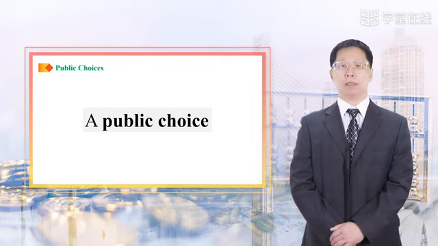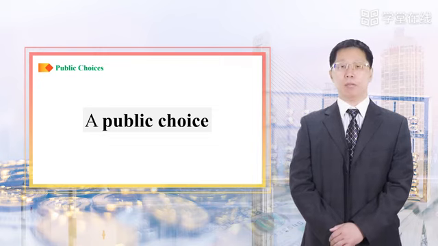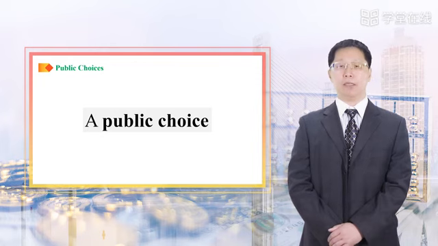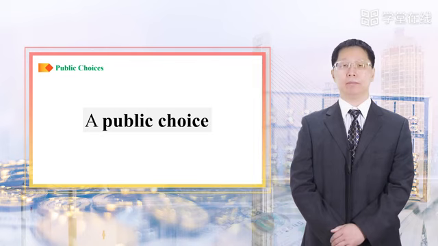What is a public choice? All economic choices are made by individuals, but some choices are private and some are public. A private choice is a decision that has consequences for only the person making it. A public choice is a decision that has consequences for many people and perhaps for an entire society.